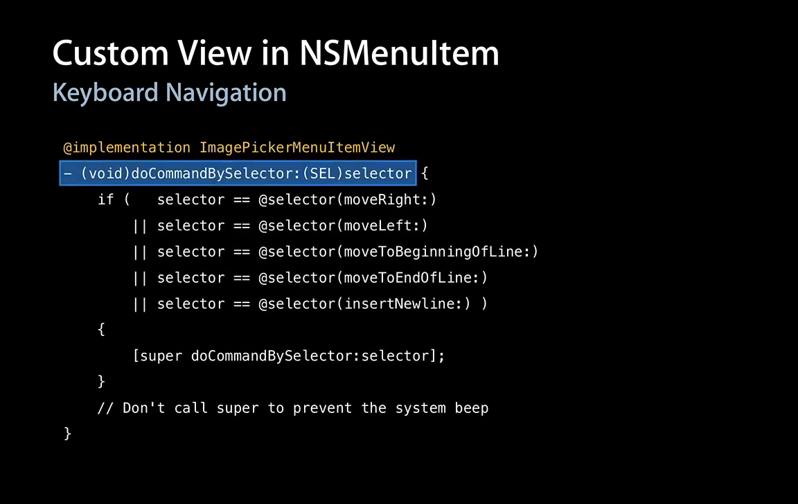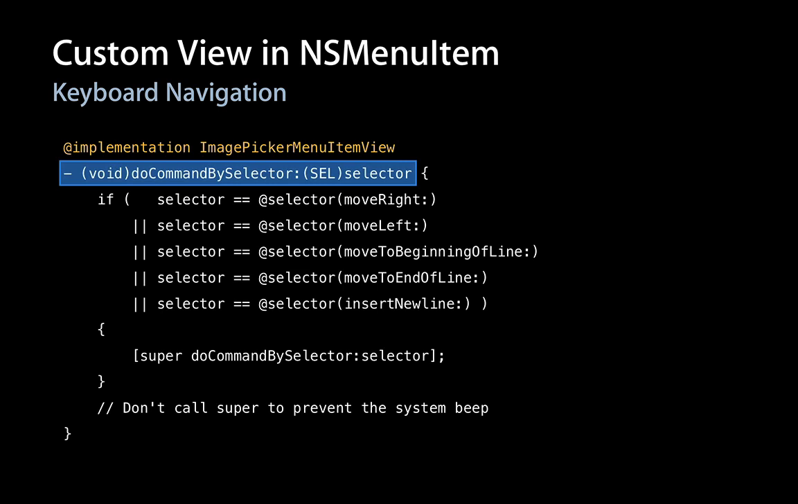Now, the way key bindings actually works when you call interpret key events is that once it figures out what the command is that it wants to send for an action, it calls do command by selector on your view. By default, the default implementation will determine if your view responds to the selector. If it does, it will call that. If not, it will route up the responder chain appropriately. And if it goes all the way to the end of the responder chain and nobody has responded to it, you will get the system beep.